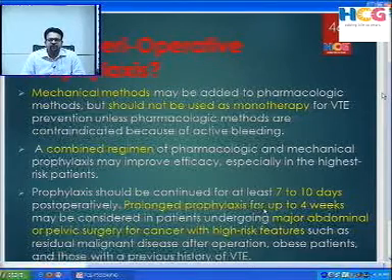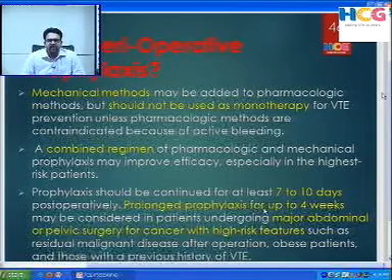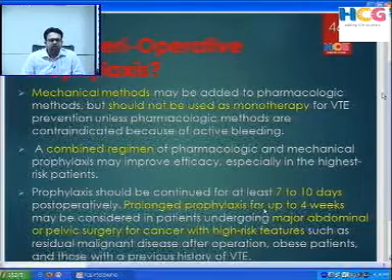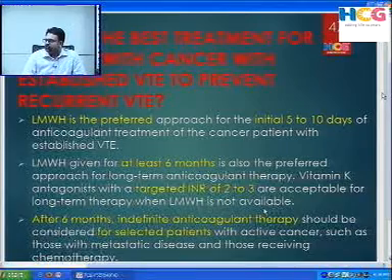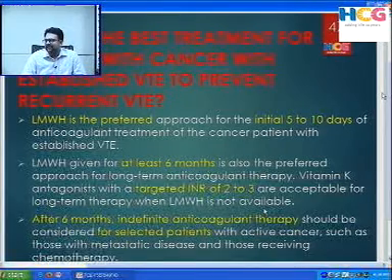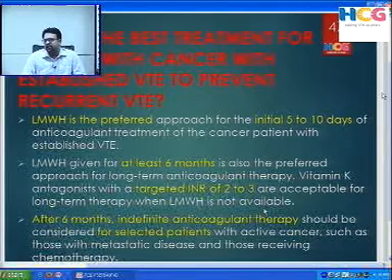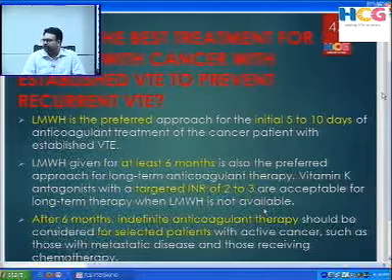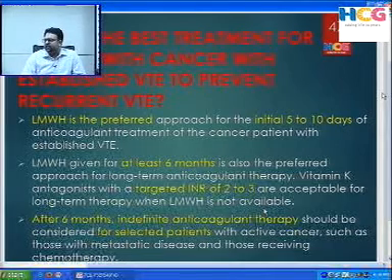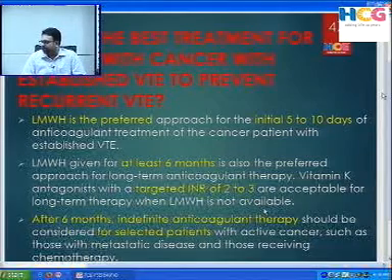The prolonged prophylaxis for up to 4 weeks may be considered in patients undergoing major abdominal or pelvic surgery for cancer with high-risk features such as residual malignancy after operation, obese patients, and those with a previous history of venous thromboembolism. So what is the best treatment for a patient with cancer with an established venous thromboembolism to prevent the recurrent venous thromboembolism? All the guidelines suggest that low molecular weight heparin is preferred approach for the initial therapy. Even up to 6 months, low molecular weight heparin is recommended.